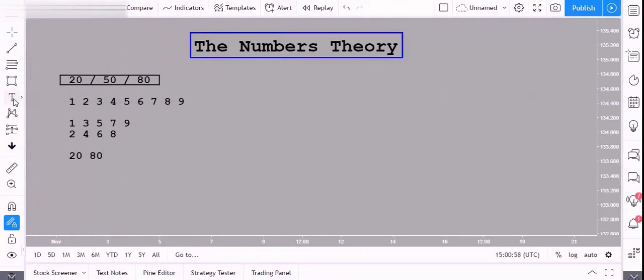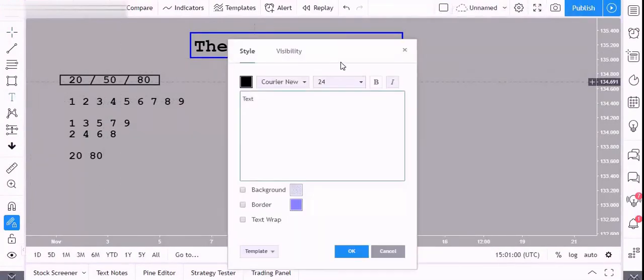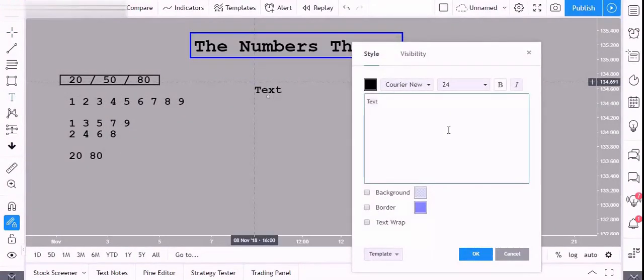Now, I'm using numbers theory for two major things. I'm using it for entry, and I'm using it for taking profit. Now, I want to teach you how I'm working with it. Remember, the 20, 50, and 80 are the numbers theory. Everything is based on them. However, those numbers accept the idea that they can be used, for example, for entry and even take profit. Those numbers have slippage.